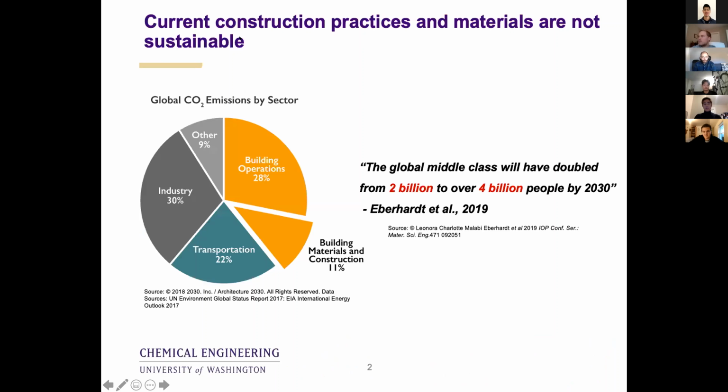Roughly 40% of the global CO2 emissions are produced by the building industry, where 11 of the 40 comes from building materials and construction alone. The global middle class is expected to double from 2 billion to over 4 billion by 2030.